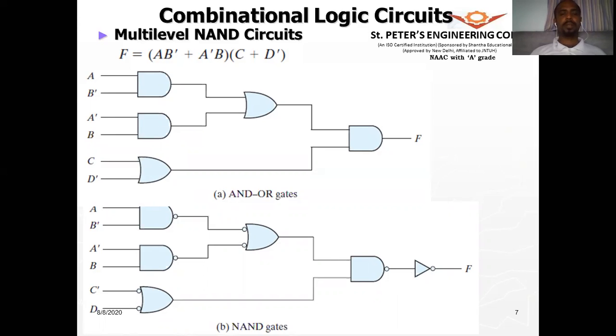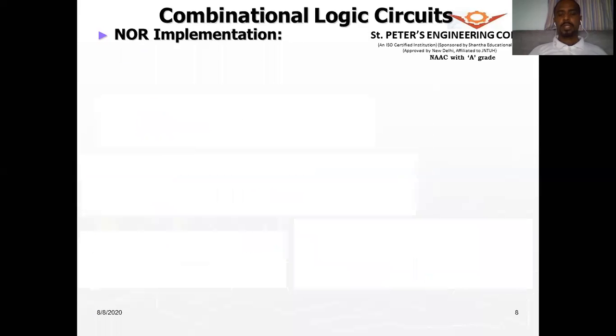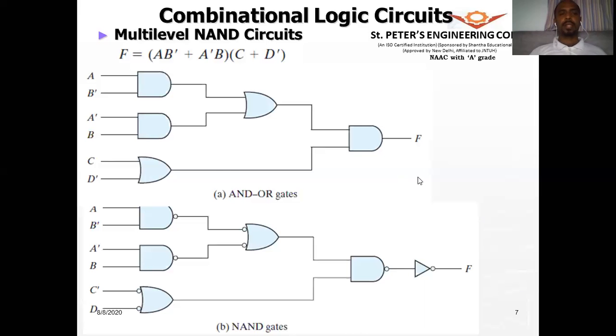So the output is not available at the first level. That means here we have used, and this is the first level of output, so it is not available. The first level is followed by the second level, and that output again has to be complemented. So we call this a multi-level output. So even for such cases, we can use NAND gates. But what happens? The delay will increase.